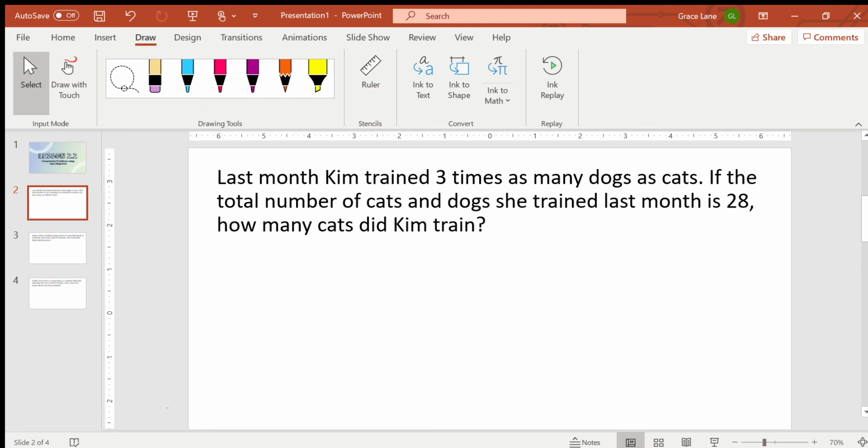Hi, you guys. Today we are talking about different types of comparison problems using multiplication. And the strategy in particular that we're talking about is using models and using diagrams. And so one of these diagrams is called a tape diagram.